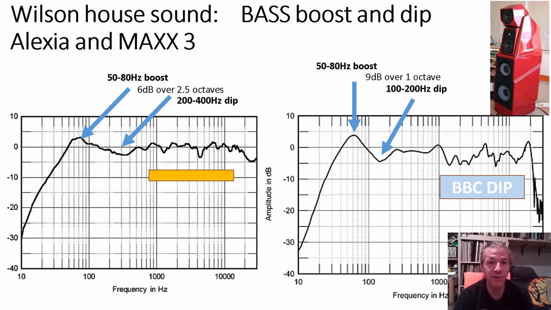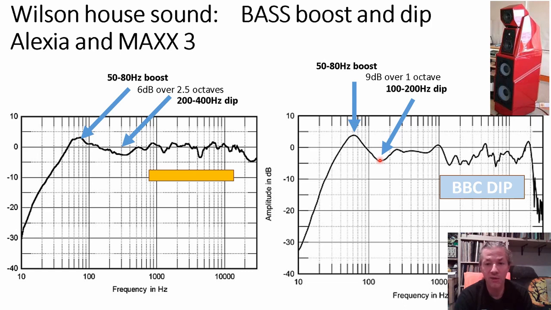So let's see another Wilson speaker, the Max 3. We can see it here, and it also has the same characteristic. Between 50 and 80 hertz we have a boost, which is much bigger than with the Alexia. And we have a dip a little earlier, between 100 and 200 hertz, and it's much more pronounced. Here it goes just halfway, and here it goes almost to minus 5 dB. So peak to peak, here we have a 9 dB difference, and here only 6 dB. So this is 4 times the power, but this is 8 times the power. Like 1 watt versus 8 watts.